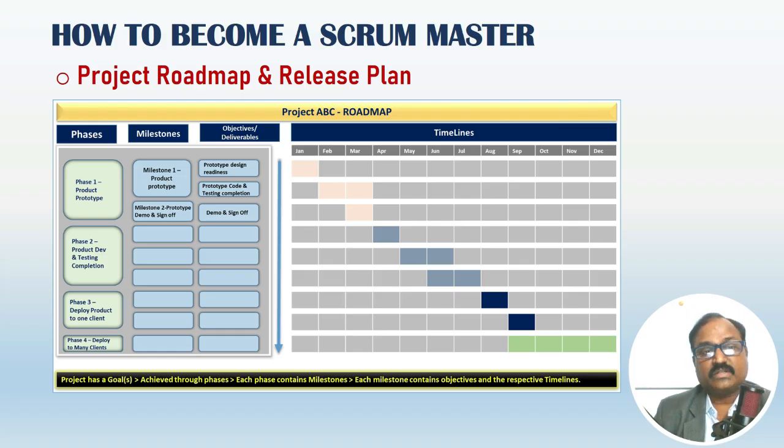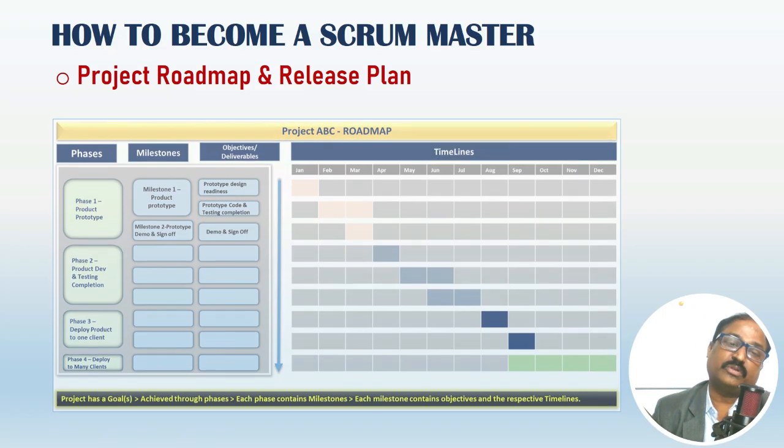Phase 2 focuses on product development and testing completion. The timeline is end of July. Phase 3 focuses on deploying the product to one client. The timelines are August and September. Phase 4 focuses on deploying the product to many clients. The timelines are September to December.